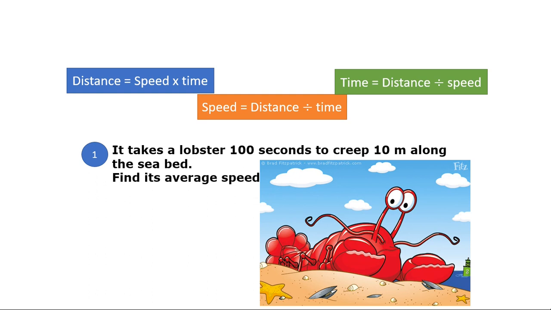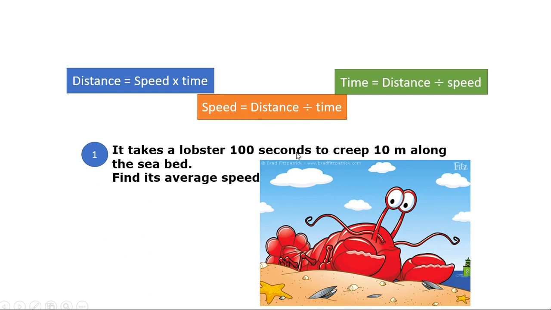So here I have a lobster. It takes the lobster 100 seconds to creep 10 meters along the seabed. We want to find out its speed. So 100 seconds is the time. 10 meters is the distance. We want to calculate the speed. So I'm going to use the formula speed equals distance divided by time.